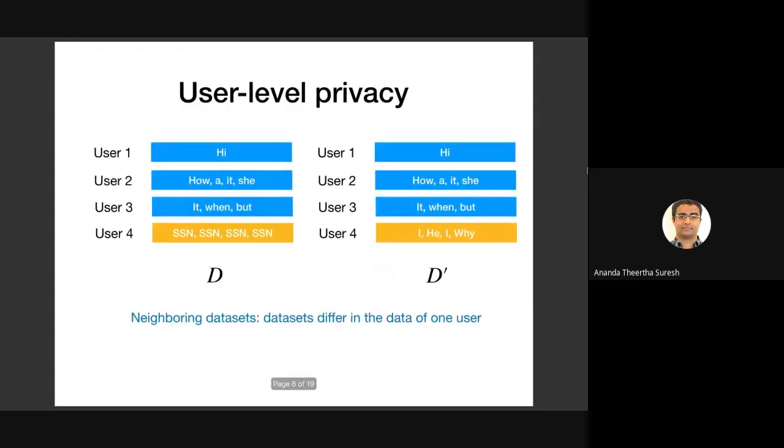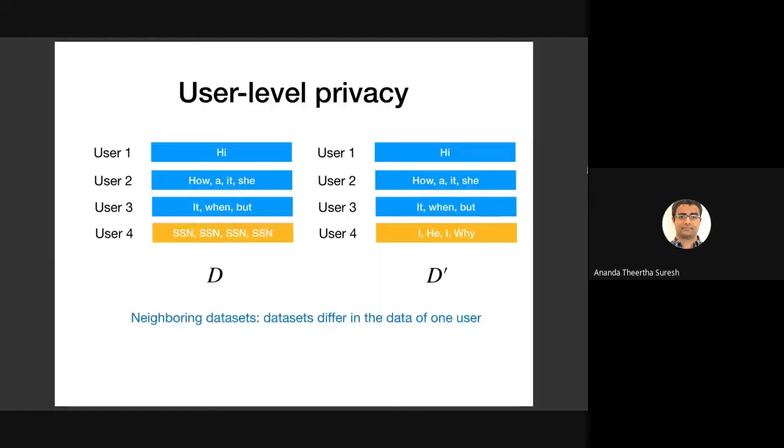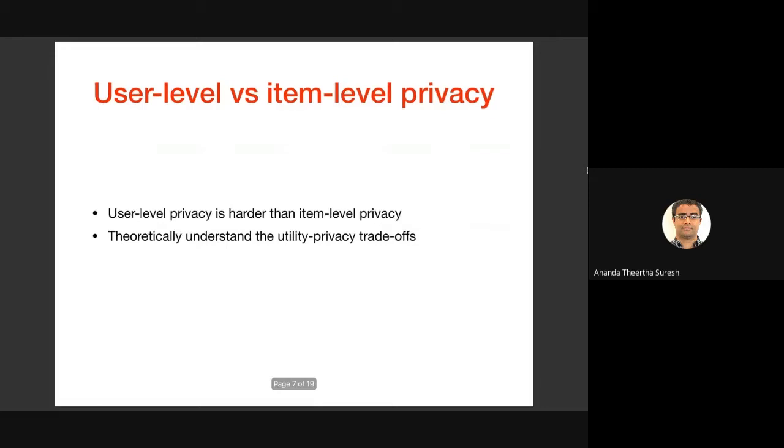To overcome this, researchers have resorted to user level privacy, where two data sets are considered neighbors if they differ in the data of one user. For example, here, data sets D and D prime have the same data from the first 3 users, but for user 4, the samples they contain are completely different. Since here the goal is not just to protect the privacy of a single item, but to protect the privacy of the entire data of a single user.